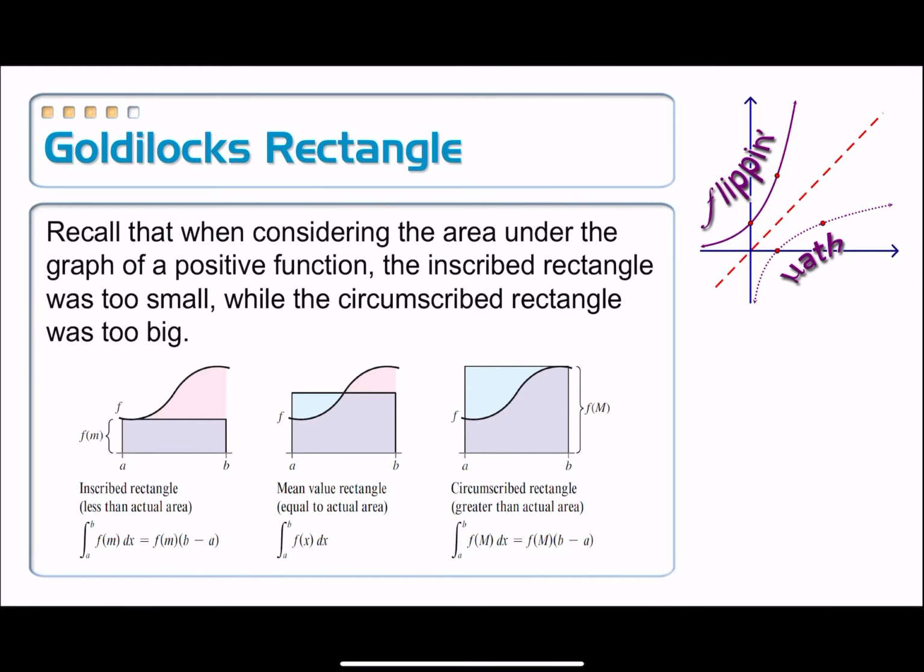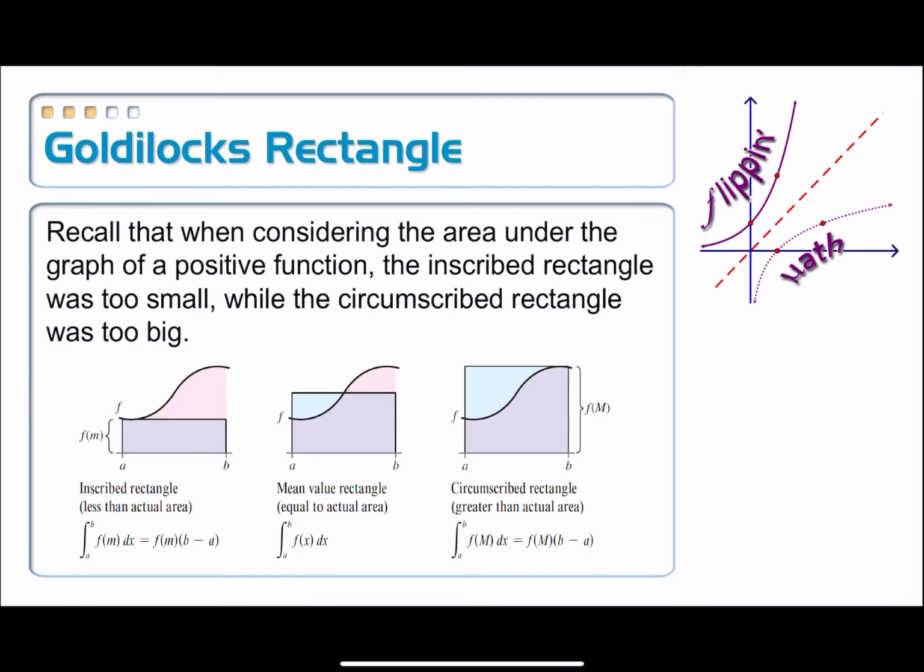Let's take a look then at the Goldilocks rectangle. It's officially called the mean value rectangle. I like to call it the Goldilocks rectangle for this reason. If you're unfamiliar with the story of Goldilocks, it's the one where this little girl goes into a bear's house, not a cave, of course, and eats some porridge. One's too hot, one's too cold, one's just right. It's just like that. If you look at the picture on the left-hand side, if I find the minimum value of the function, I can use that height to inscribe a rectangle within our shape, and of course its area would be way too small.